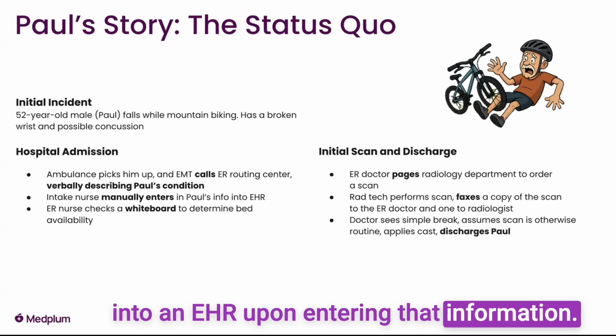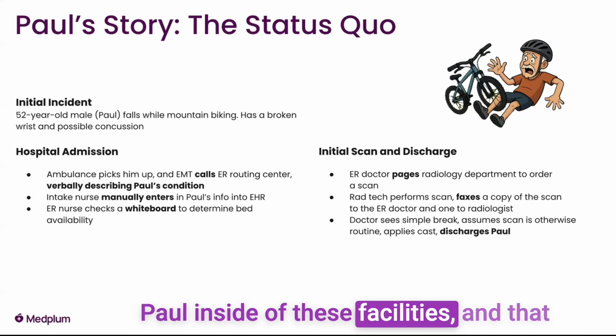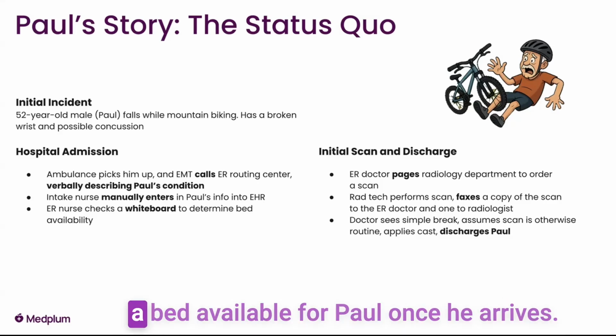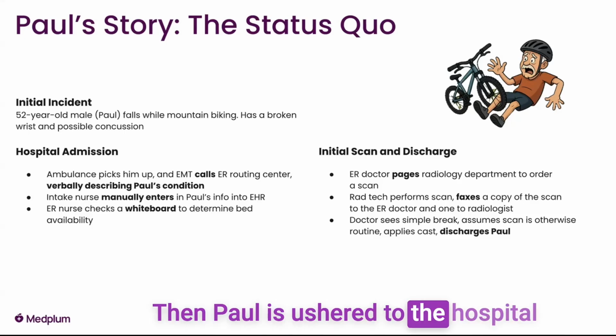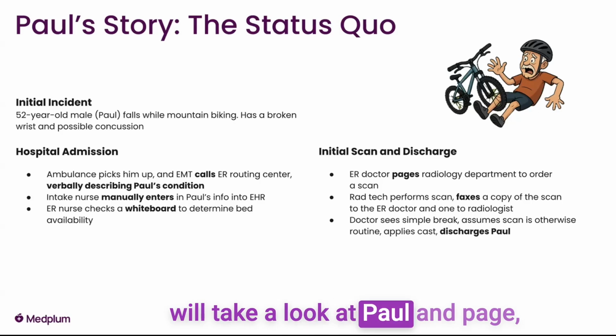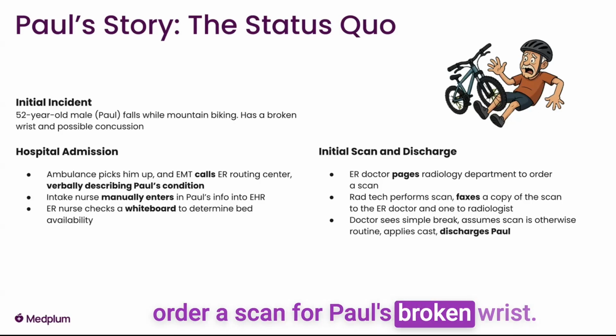Upon entering that information, the intake nurse will say, yes, we can treat Paul inside of these facilities. And that nurse will then have to check a whiteboard in order to determine whether or not there's a bed available for Paul once he arrives. Then Paul is ushered to the hospital, and once he's there, an ER doctor will take a look at Paul and page the radiology department in order to order a scan for Paul's broken wrist.